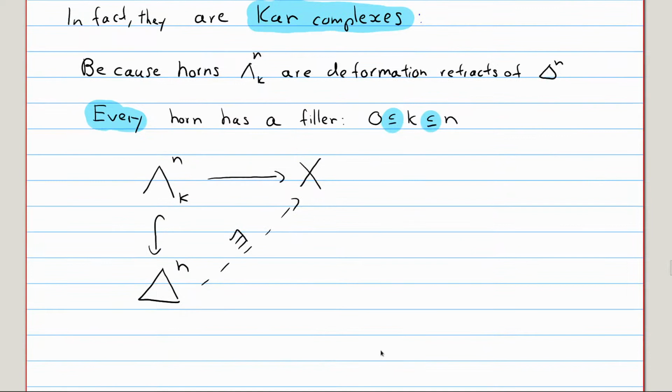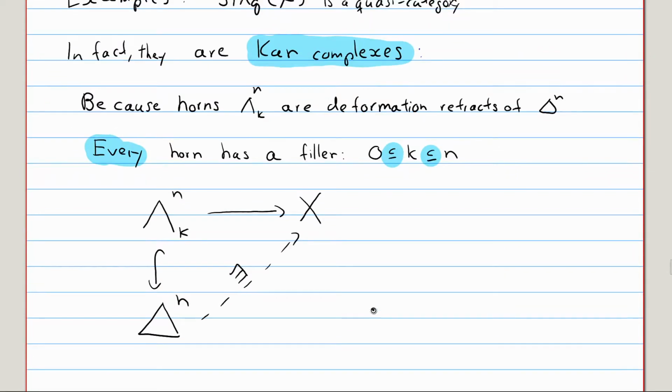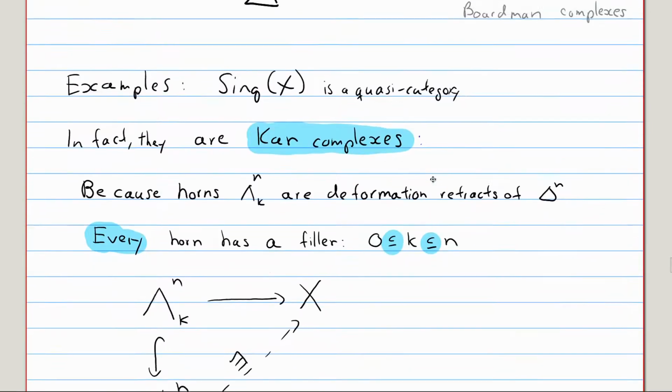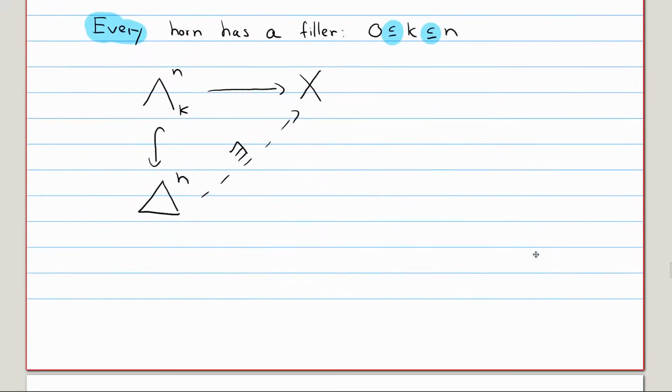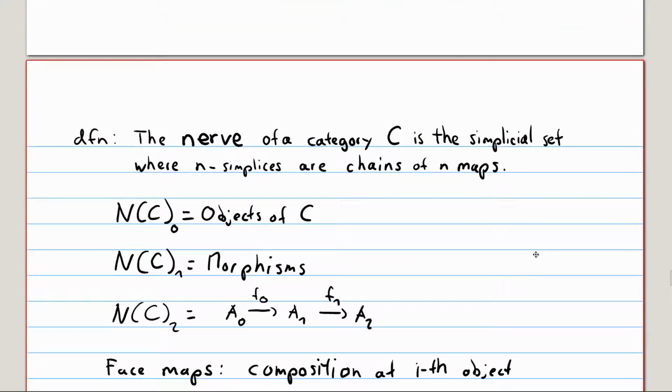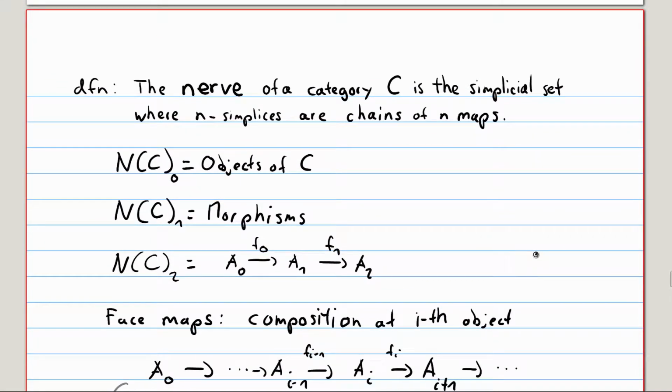So this gives us also another definition. A Kan complex is a simplicial set such that every horn has a filler. That's a nice example. And there's also another example of quasi-categories, and they arise from a slightly different context. So given a category, we can associate to it a simplicial set.